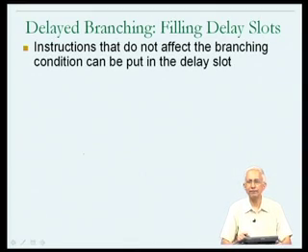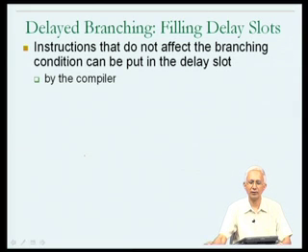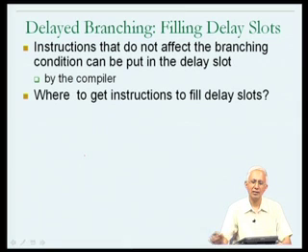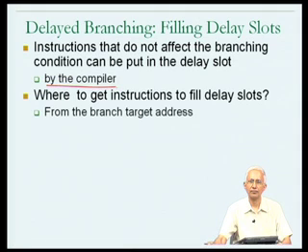Now very clearly, the possible kinds of instructions which could be put into a delay slot are instructions that do not affect the branching condition, and therefore in some sense one has to be careful in deciding what instruction could go into the delay slot. Now this could be done by the compiler, or it might be something that the programmer does, but in either case let us view it from the perspective of the task being done by the compiler. The question then boils down to, from where will the compiler get instructions to put into the delay slots?